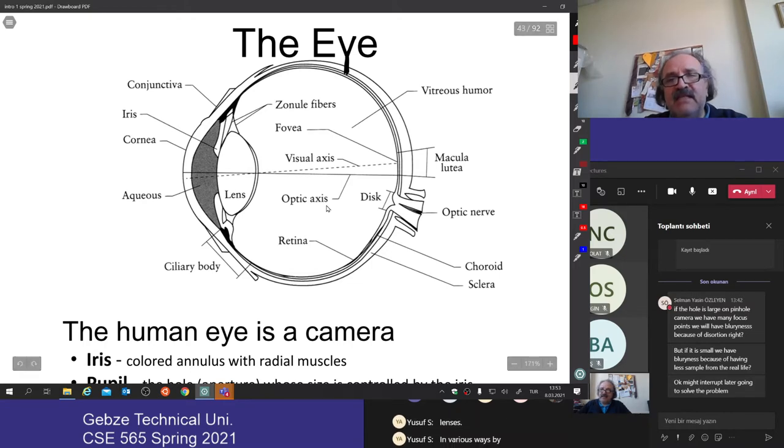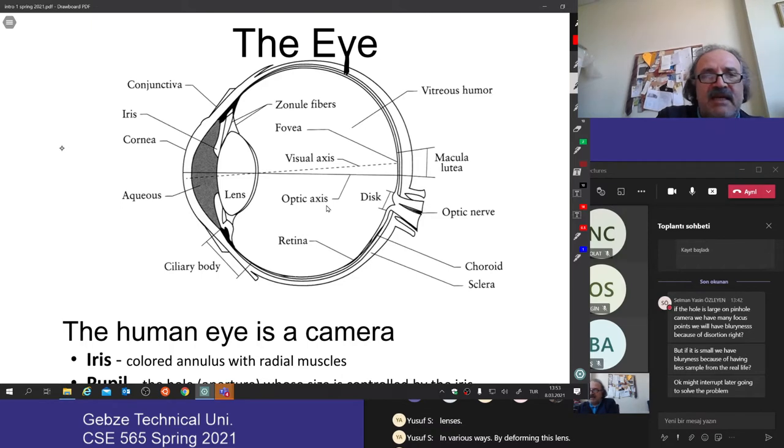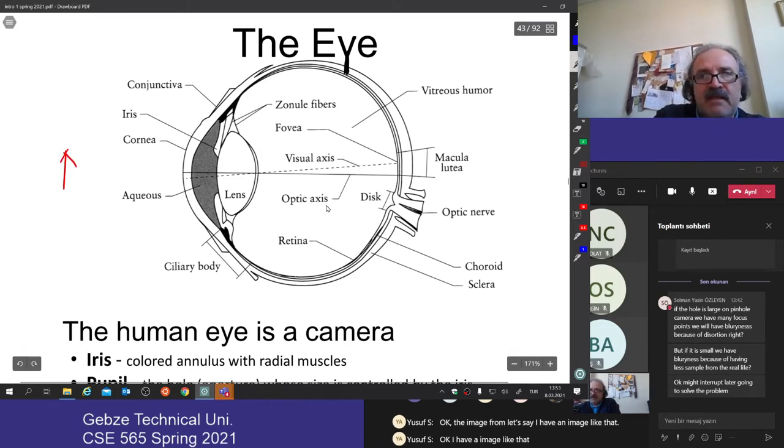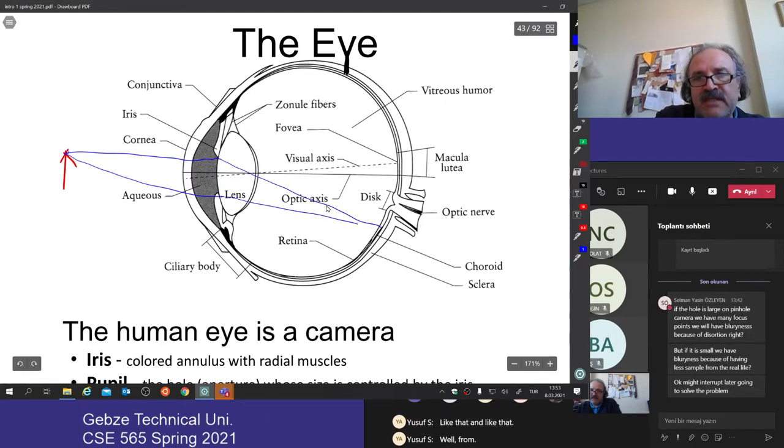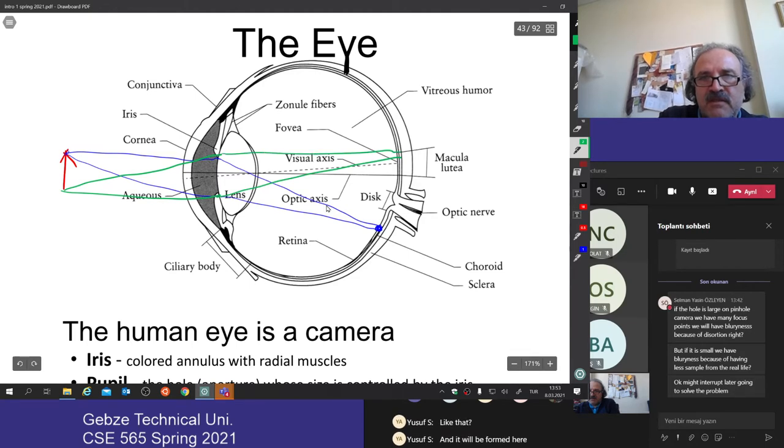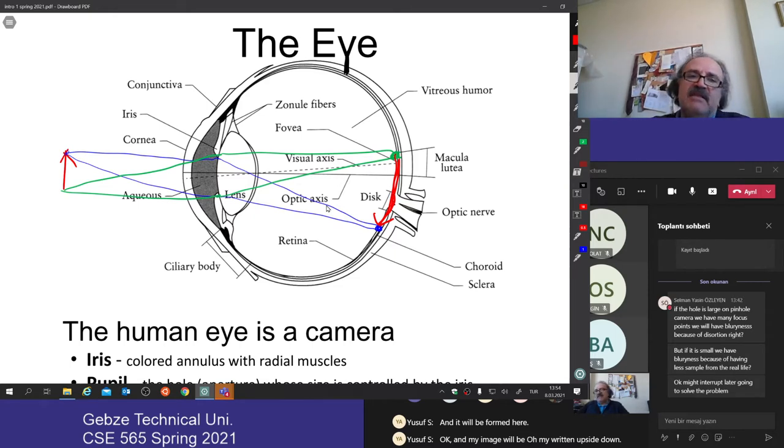By deforming this lens, the image formed, let's say I have an image like that. The light rays coming from this point, like that and like that, will form on my retina. So it will be there, and this one will be like that, and it will be formed here. And my image will be on my retina upside down. Exactly the same rules, only a single lens in my eye.